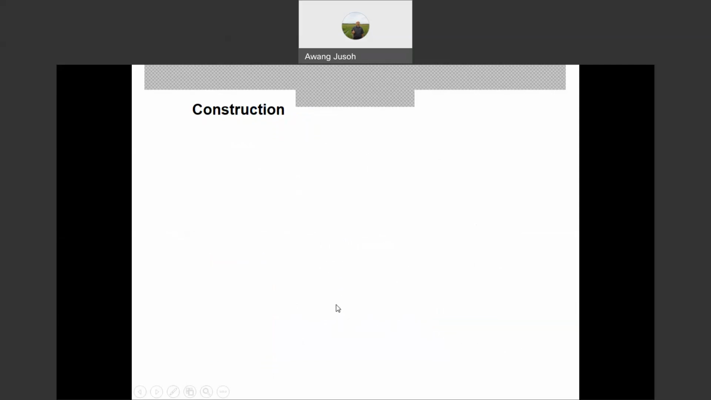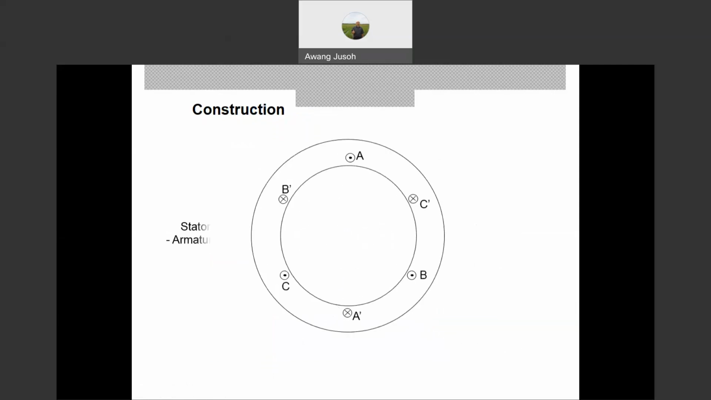Alright, so in terms of construction, the machine has two parts. The first part is the stator or the armature side, where we have the stator winding. We have a, b, and c, where each phase is separated by 120 degrees. And on the rotor side, we have the rotor winding, where we inject the DC current. So we have DC current flowing in the rotor side.